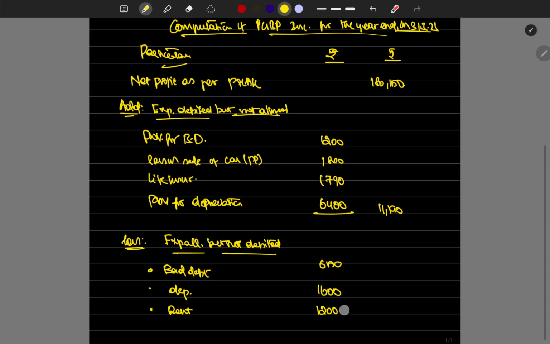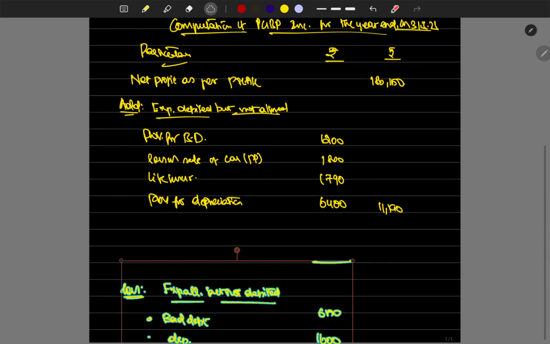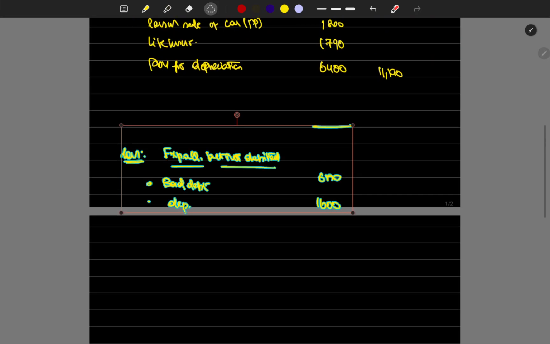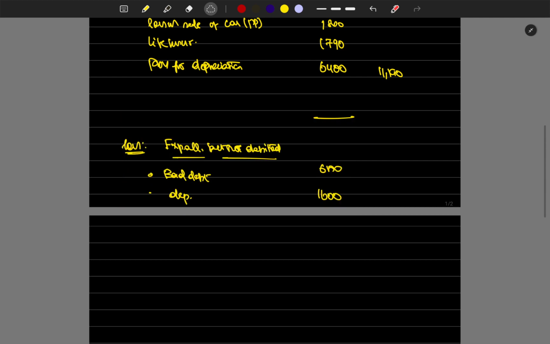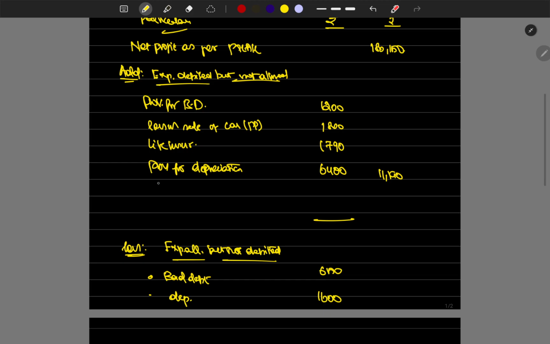Guys, we should not put it here; we can put it in the add-back area, because half of it is disallowed. Whatever is debited but not allowed by income tax should come there. So we'll add here the rent. How much rent is disallowed? Half of the rent is disallowed.